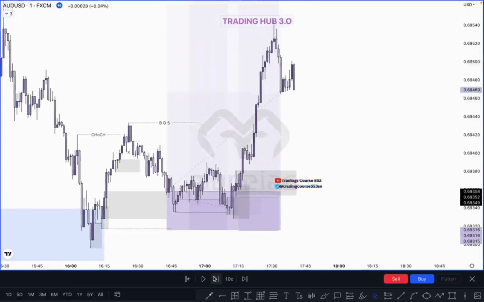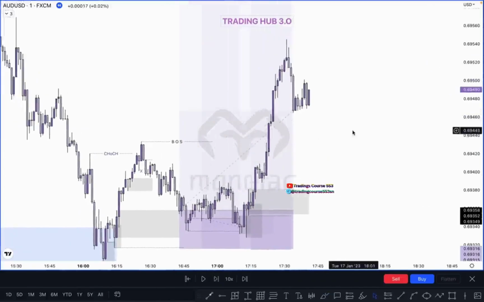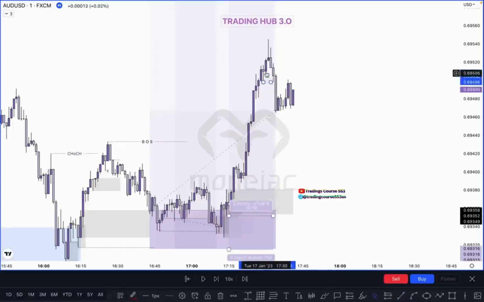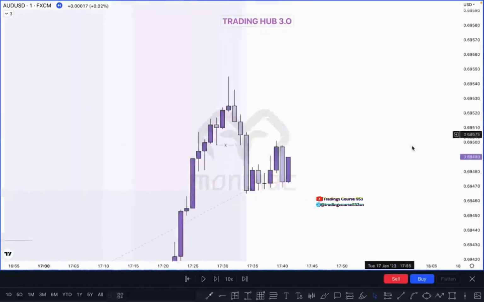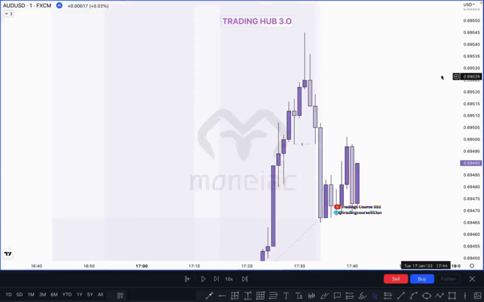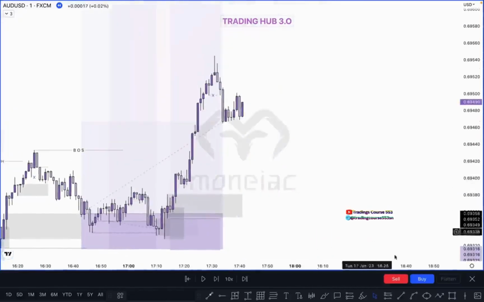Okay, all right, so in this case, as you can see here, where is our next pullback? Look at this one. This becomes our valid pullback, as you know. Why? Because this candle took out the previous candle low here. It means this becomes our valid pullback. So let me show you exactly. Look at this one. This candle took out the previous candle low, this becomes our valid pullback. So where is our next POI where we can take a decision for the buy and sell? So look at this one.